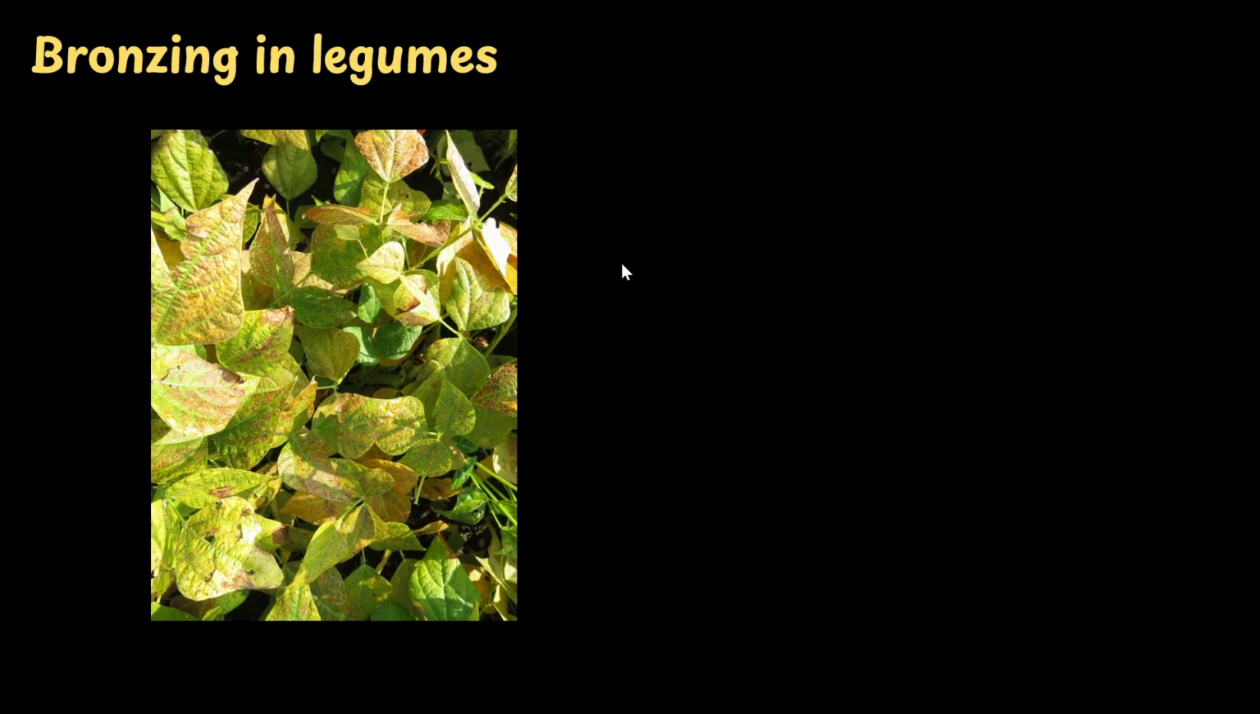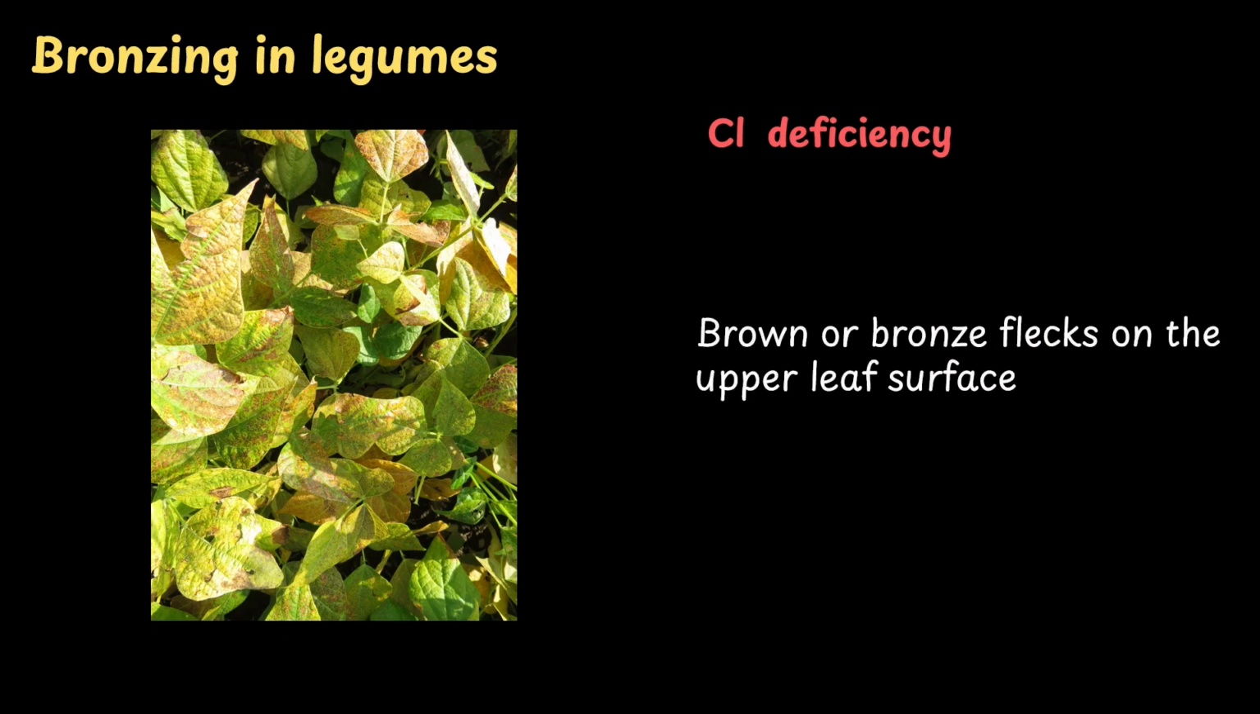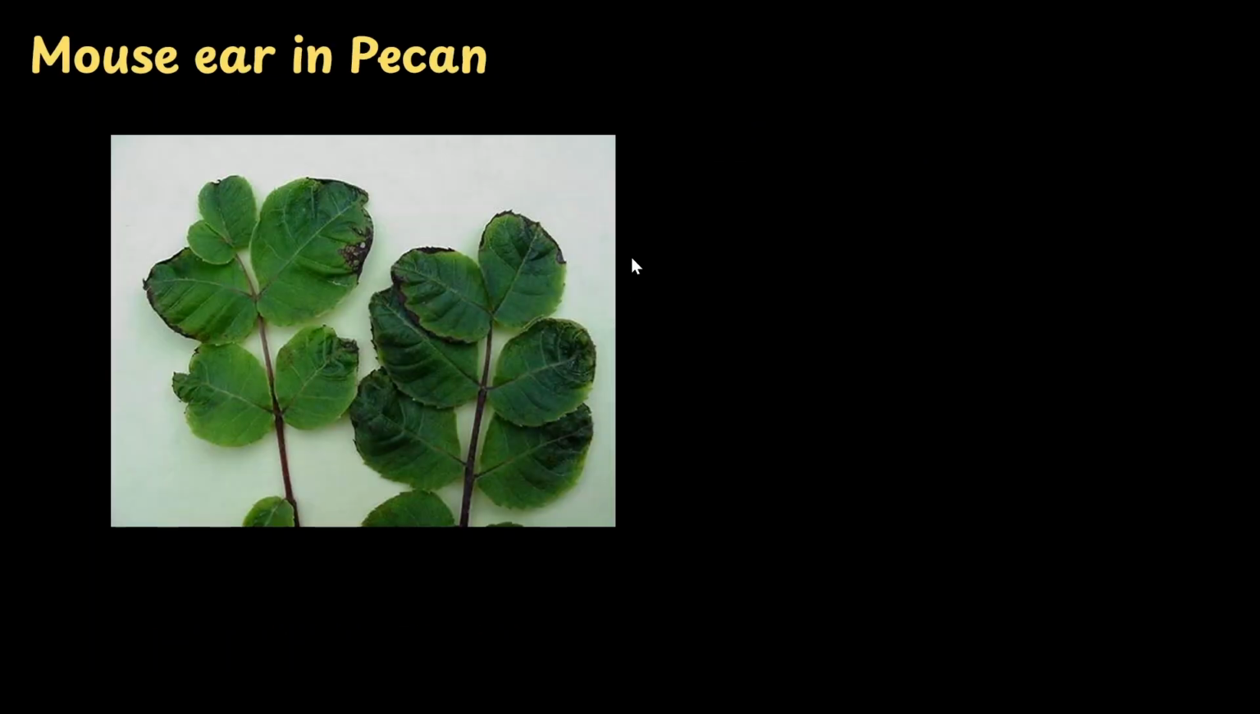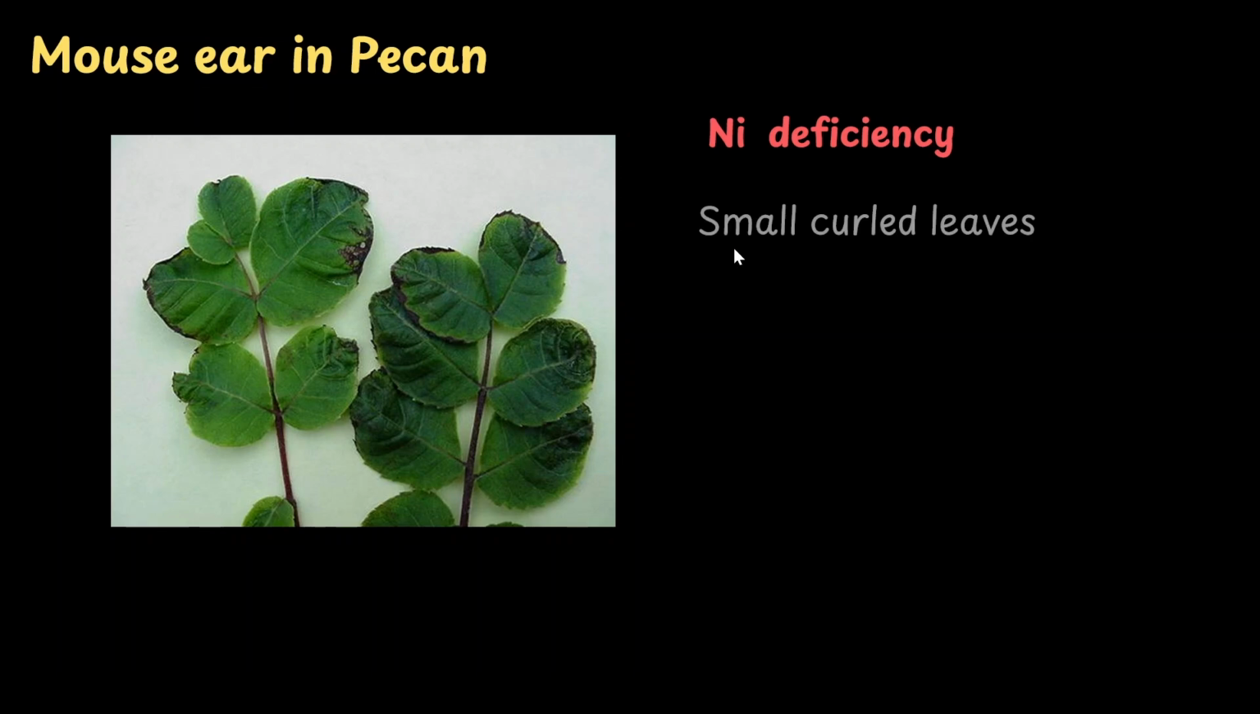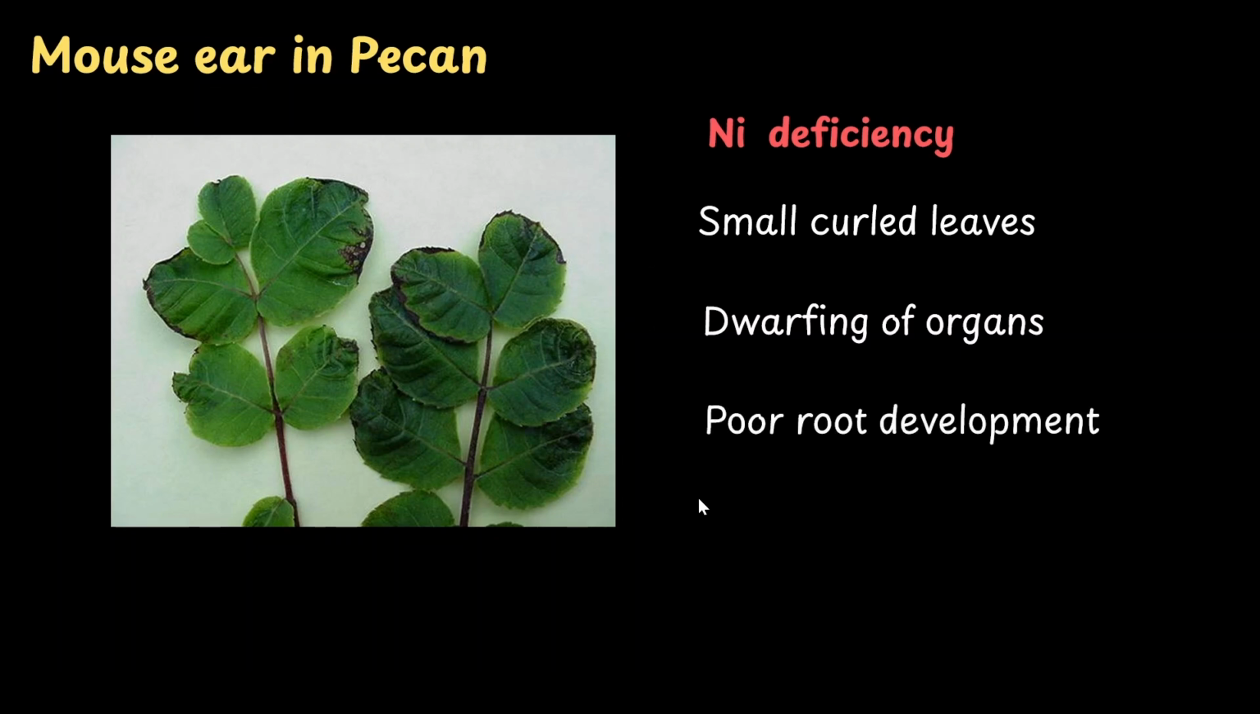Bronzing of legumes is due to chloride deficiency. The symptom appears as brown or bronze flecks on the upper surface of the leaves. These are seen in young leaves as well. And finally, we have mouse ear in pecan, which is due to nickel deficiency. The leaves start curling up like the ears of a mouse. There is also dwarfing of the leaves, meaning they start becoming small and the root shows poor development.